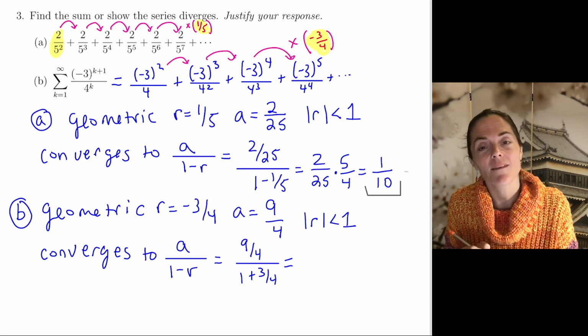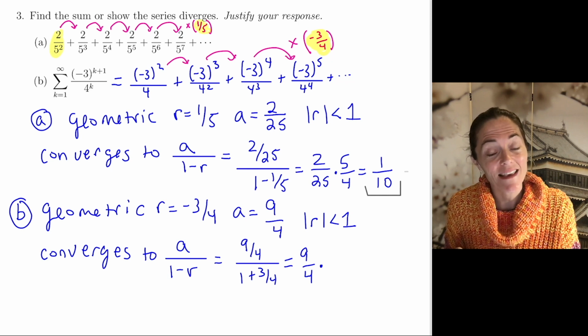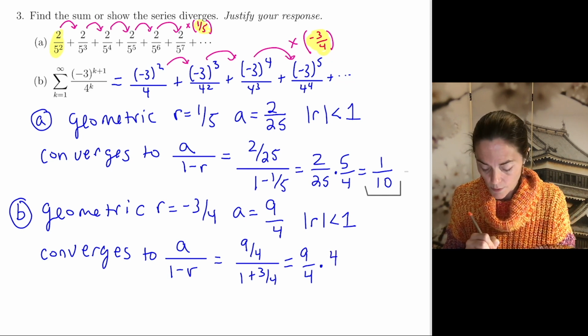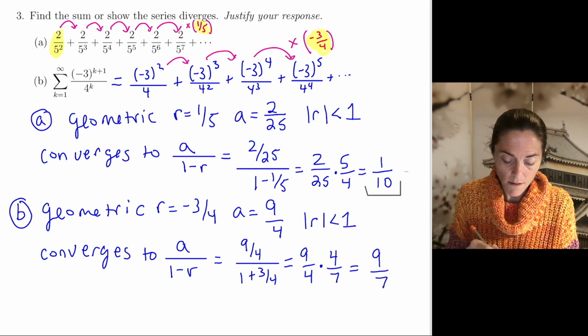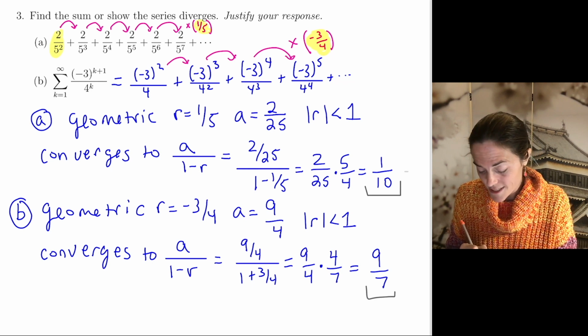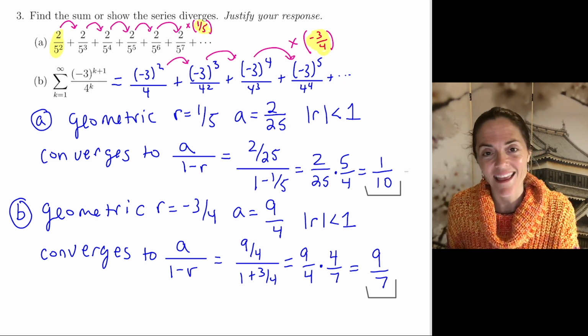Once again, we don't leave it like this. We want an integer or a simplified fraction. In the denominator, I have a 7 over 4. So I'm multiplying by 4 over 7. And here's the sum of my series. It's 9 over 7. So both of these are convergent geometric series, and we have found their sums in part a and part b.